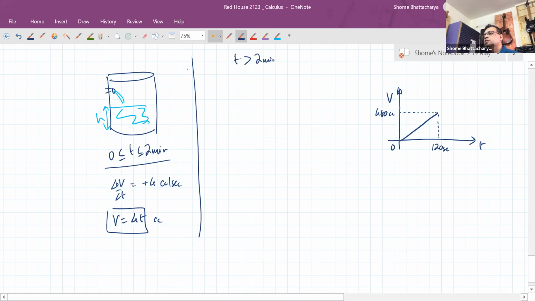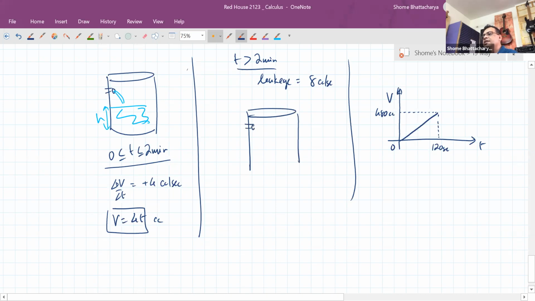Then what happens for t greater than 2 minutes, there is a leakage that develops. So that leakage is happening at the rate of 8 cc per second, while simultaneously the inlet is still there. Okay, so at this point of time, the inlet is letting in water, but at the same time there is some leakage here, let's say. So water continues to come in at the rate of 4 cc per second, but it also leaks out.